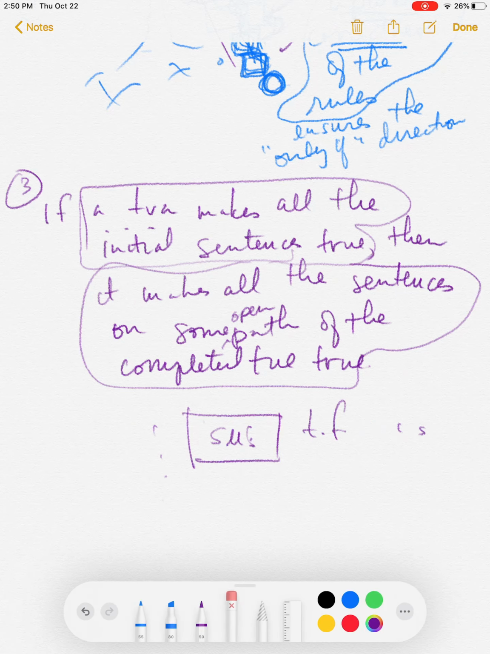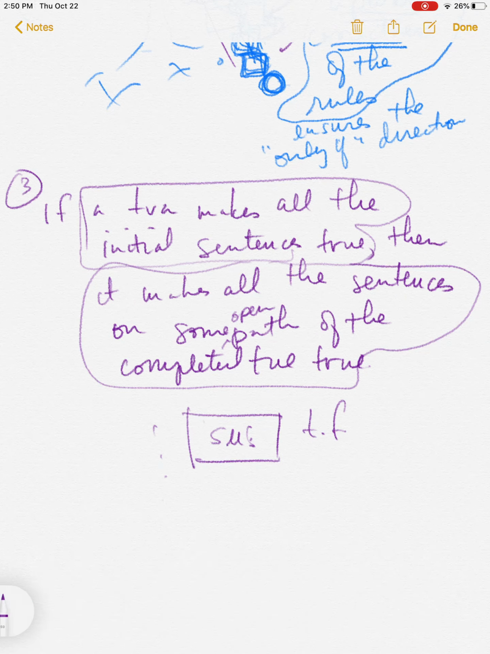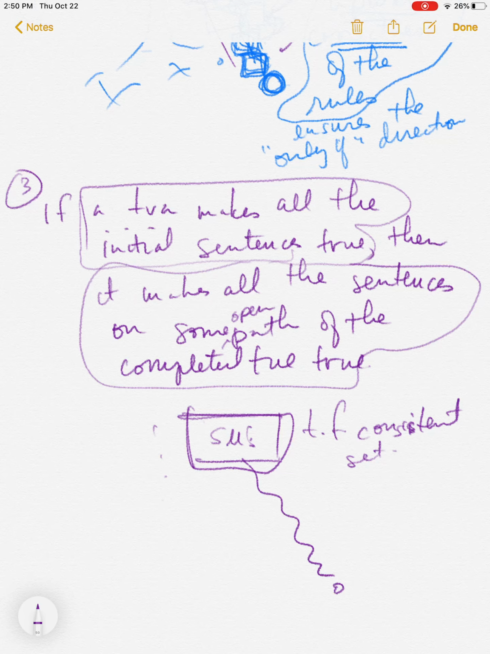that is, if there is a truth value assignment that makes your set members true, then you're guaranteed that there's going to be an open path through its completed tree. Not only that, again, this is the bit that is a little stronger than what we need to show, that truth value assignment is going to make every single sentence along that open path through the completed tree true. And the proof of this is actually also by mathematical induction.